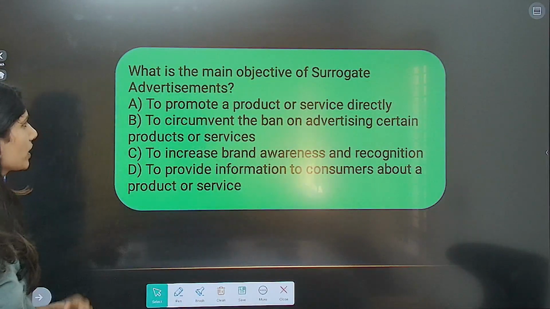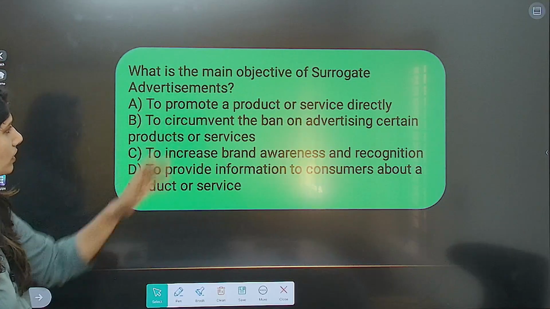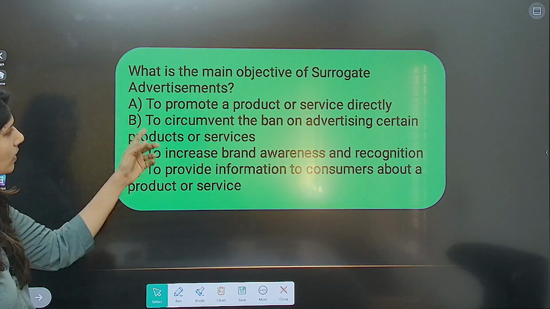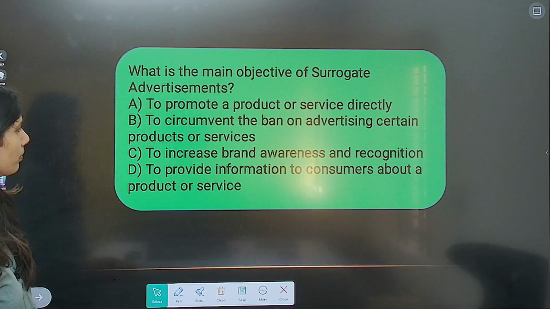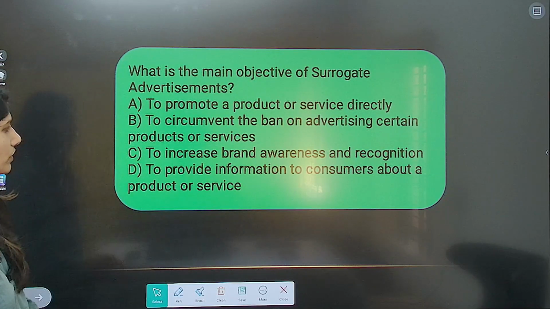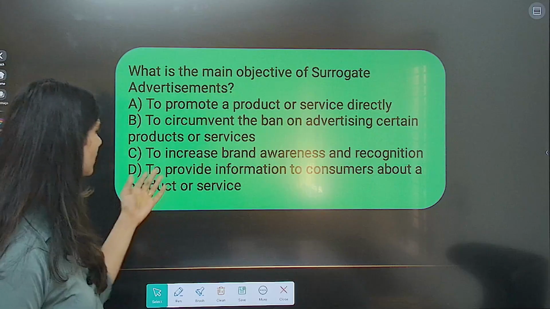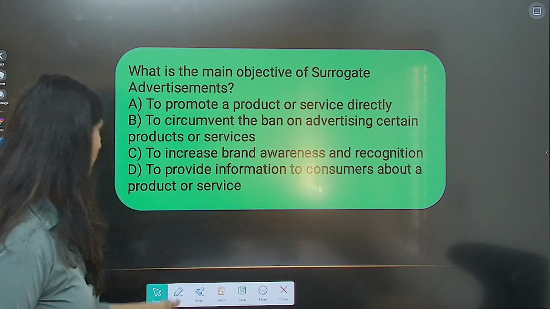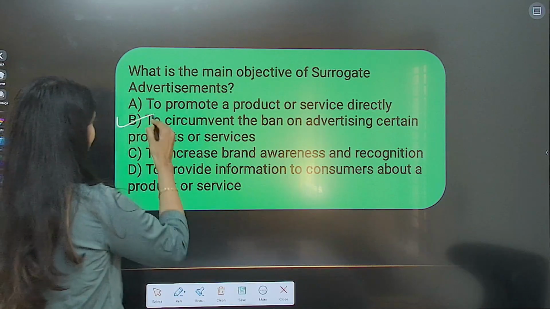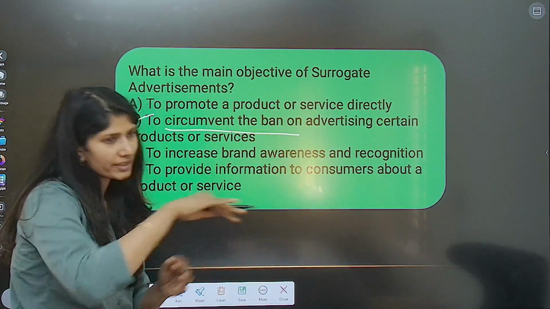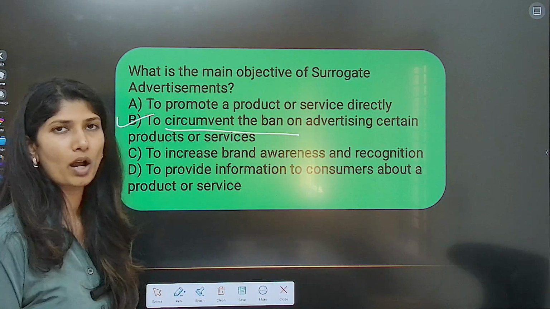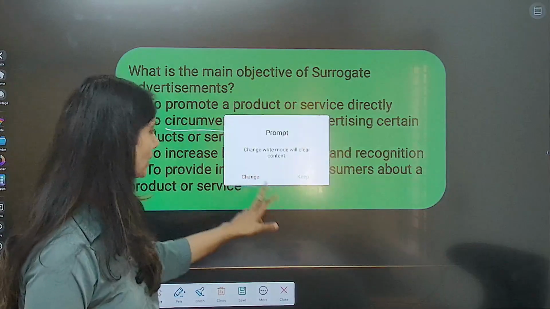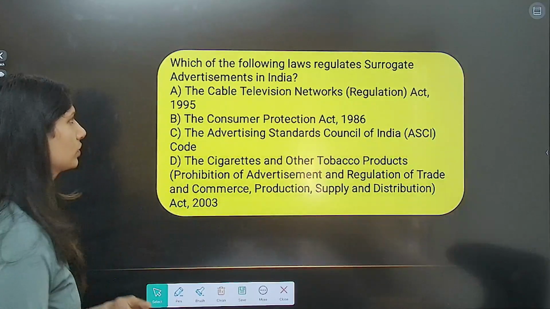What is the main objective of surrogate advertisement? To promote a product or service directly, to circumvent the ban on advertisement of certain products or services, to increase brand awareness, to provide information to consumers about a product. The answer is to circumvent the ban, that is, navigate through the ban and yet somehow make it look like you haven't violated the rules.